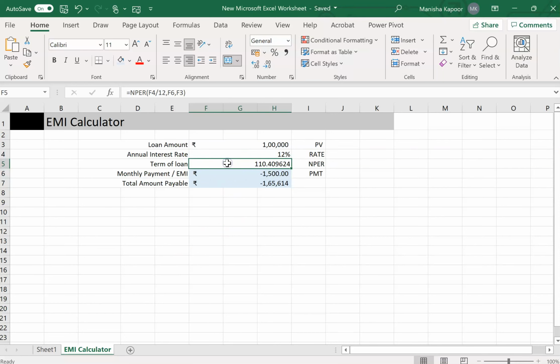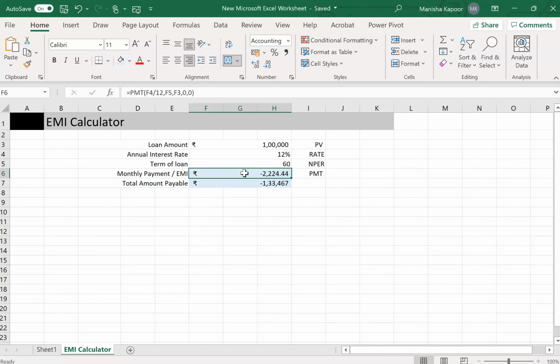So the term of loan, instead of 60, has increased to 110. Rather, I should say 111, because it's 110.4 and you can't decrease the decimal point. It's like 111. So that was all on NPER. That is NPER. Thank you.